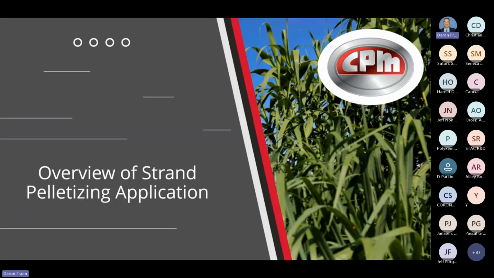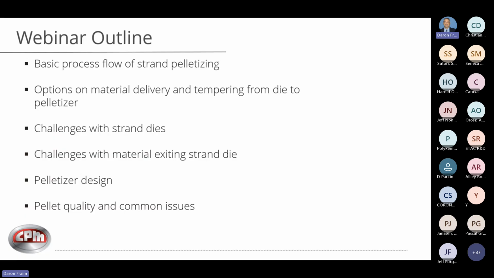All right, thanks, Christian, and welcome everyone to this month's webinar. We'll go through this on strand pelletizing. Outline here, we'll look at the basic process flow of strand pelletizing. We'll look at some options on the material delivery and tempering from die to pelletizer. We'll touch on some challenges with strand dies, some of the challenges with the material exiting the strand die. We'll cover a little bit on pelletizer design, and then we'll take a look toward the end on pellet quality and some common issues.